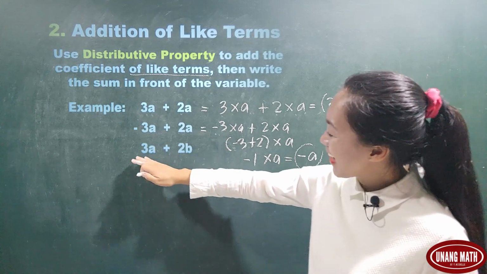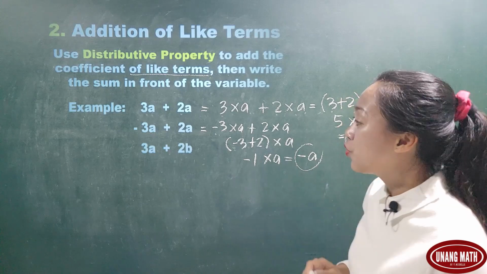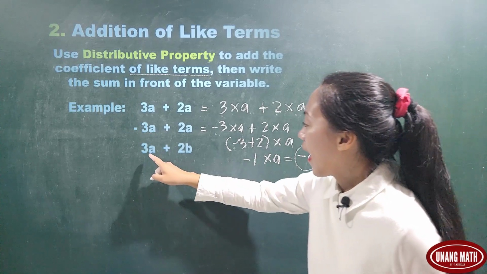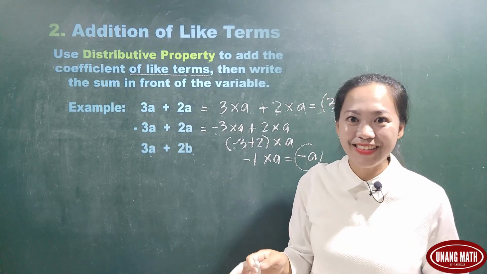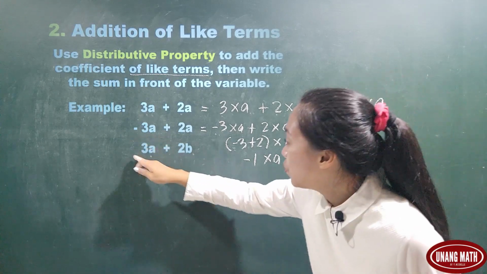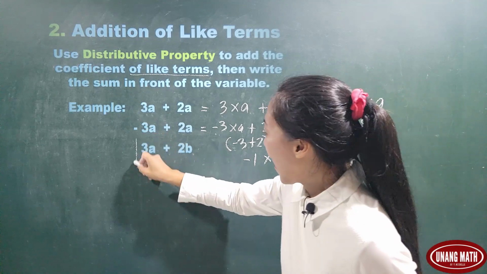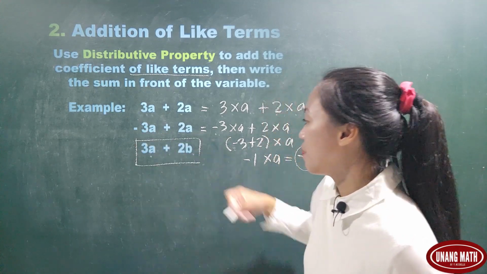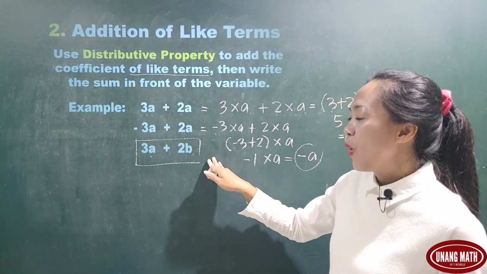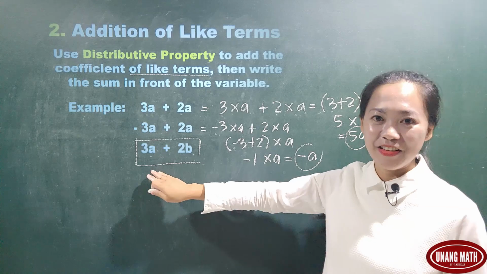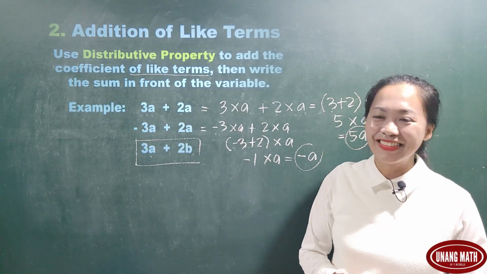Okay, now let's take a look at this third example. 3a plus 2b. A and b, or these variables, are not the same. So these two terms are not considered like terms. So 3a plus 2b is already the simplified expression. We can no longer simplify this expression because these two terms are not like terms.